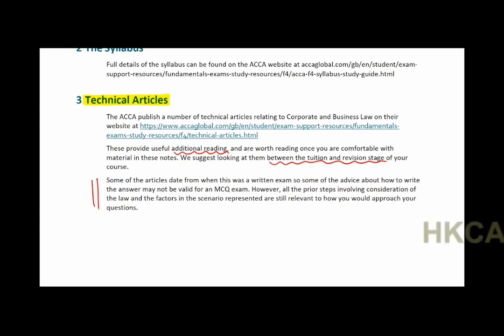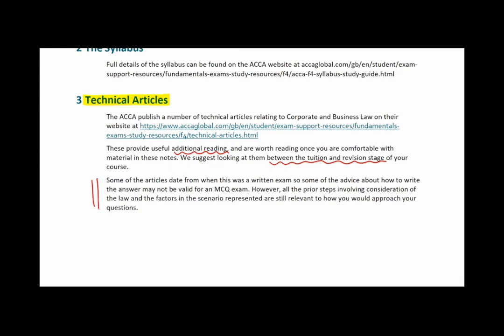They're still absolutely valid because the technical detail of the law hasn't changed, but they were written at a time when the law exam was written. So you used to have to write a written answer in Section B. So all of the advice on how to write your answer clearly won't be relevant to you now, but all of the steps beforehand, so the thought process of identifying what is the relevant area of law, what is the relevant pertinent cases, how do they apply here, all of that is absolutely key as well.